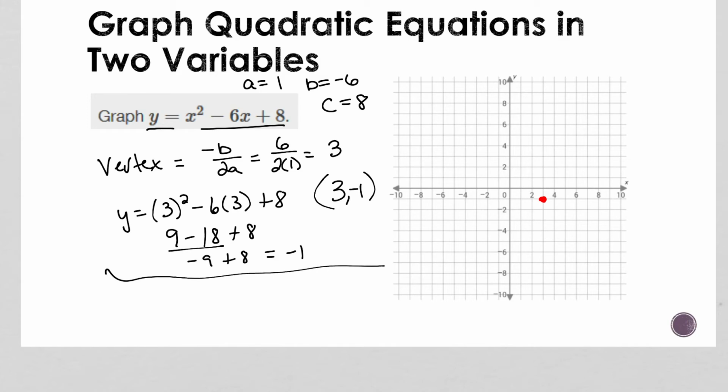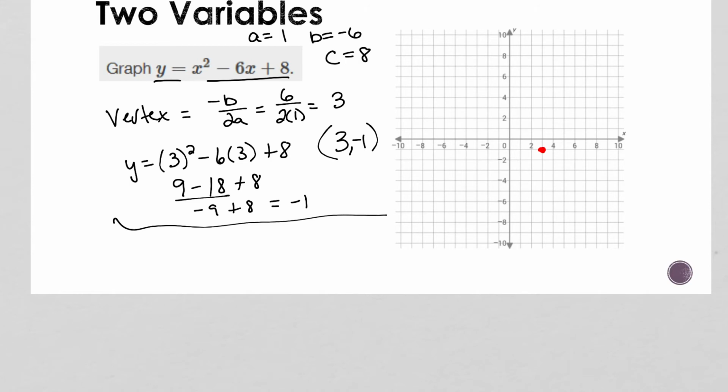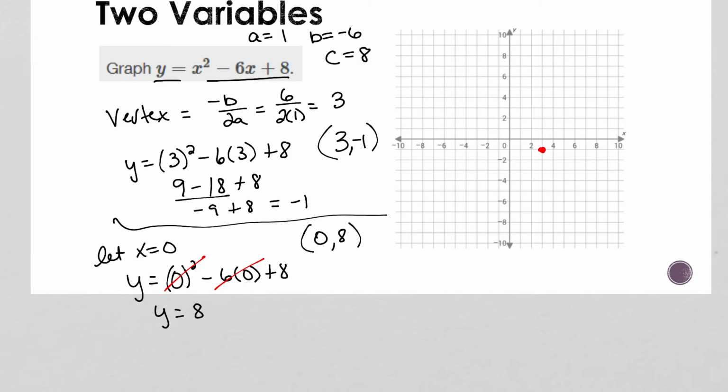The next thing I want to do is find our intercepts. To find my y-intercept, I'm going to let x equal 0. So y is equal to 0 squared minus 6 times 0 plus 8. That means that goes away, and I'm left with y is equal to 8. So I have a y-intercept at 0, 8. So I can go up here to 0, 8 and put a dot.